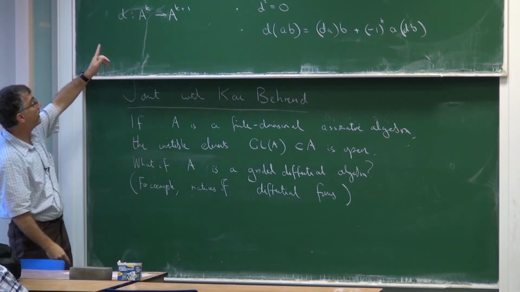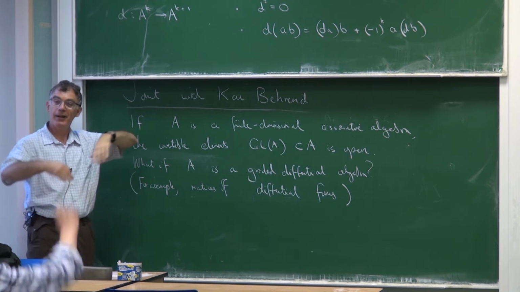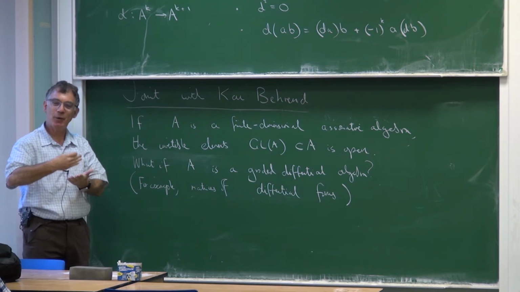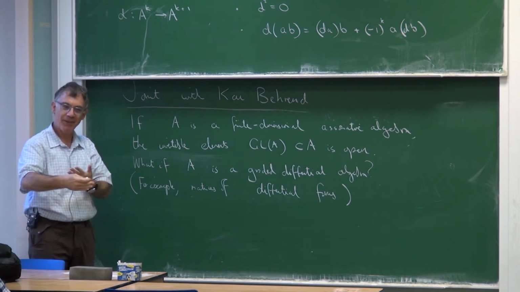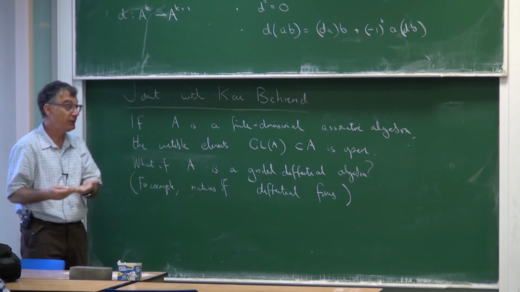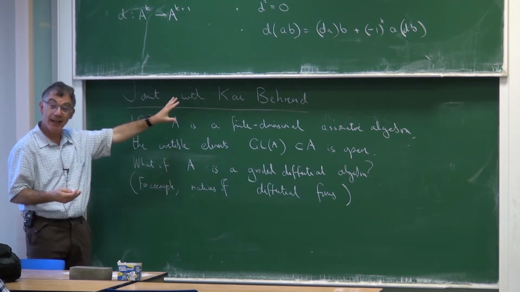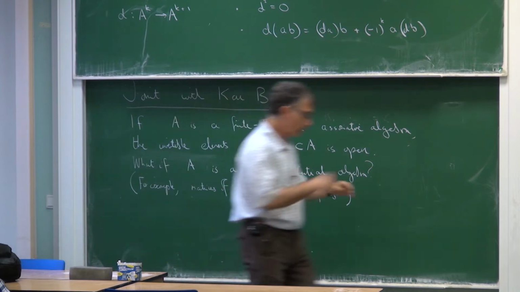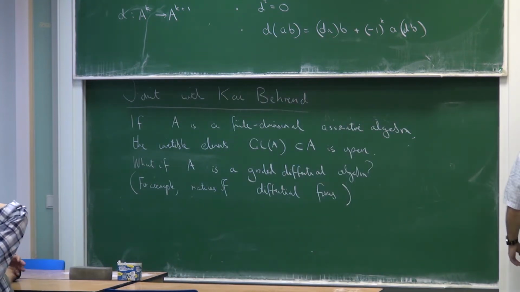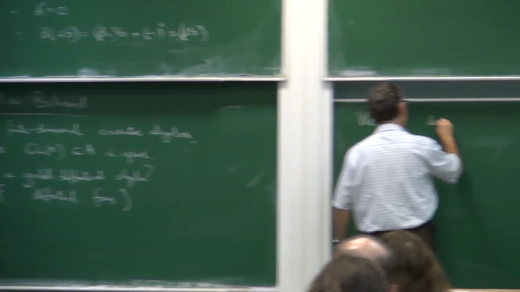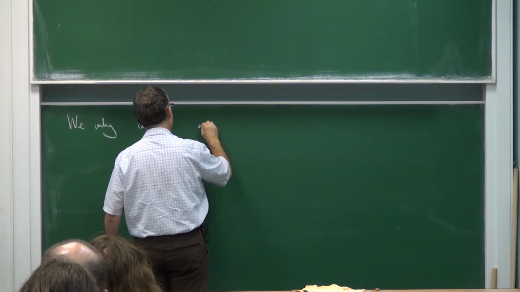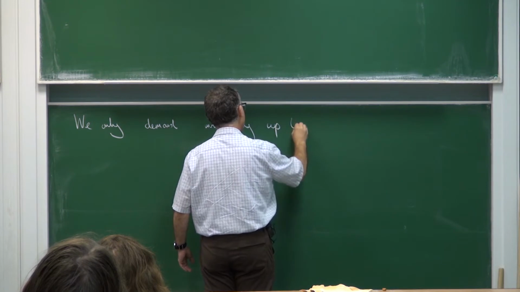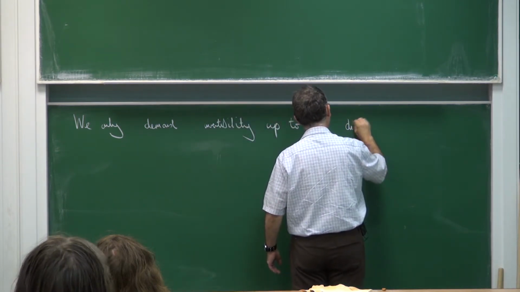So, the point is that when you have a differential around, it's somehow wrong to demand equality. You should always demand equality up to the differential of something. This is the basic idea of cohomology. And what I'm roughly going to be talking about today is a non-abelian analog of cohomology. So we only demand invertibility up to a differential.